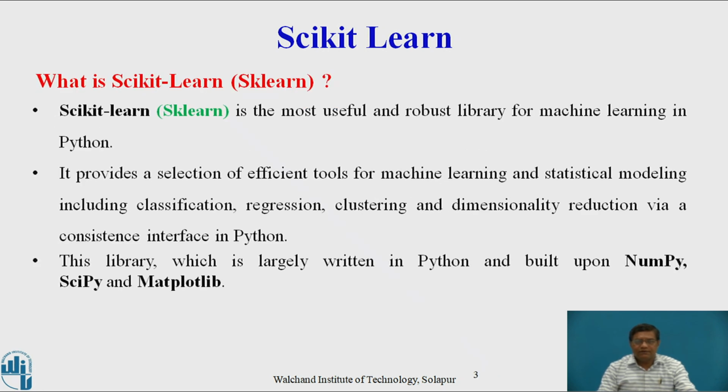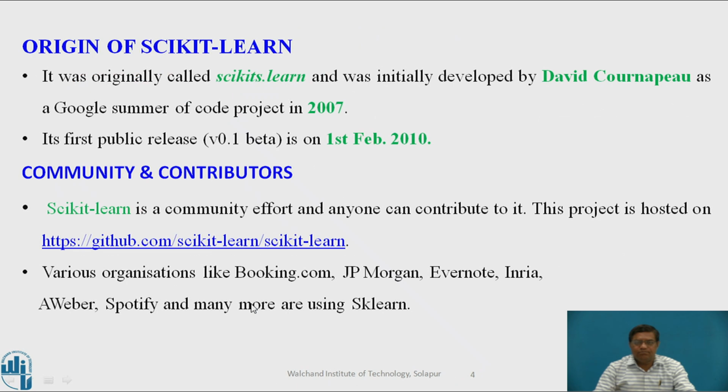Now, what is Scikit-learn? Scikit-learn is the most useful and robust library used for machine learning in Python. It provides a selection of efficient tools for machine learning and statistical modeling, including different algorithms for classification, regression, clustering, and dimensionality reduction via a consistent interface provided in Python. This library is largely written in Python and it is built upon other libraries such as NumPy, SciPy, and Matplotlib.